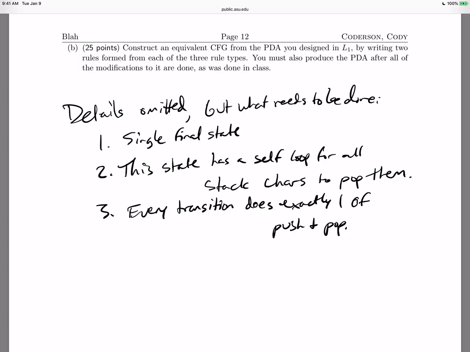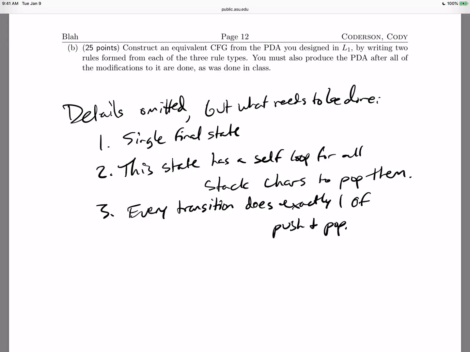So what I wanted you to see here is the PDA to CFG conversion, which is we have to have a single final state. So we go triple epsilon from all the other ones to that single final state. The thing that most people missed was number 2, which is for that single final state, you need the popping transitions on it, because I need to have the stack allowed to be empty at the very end.